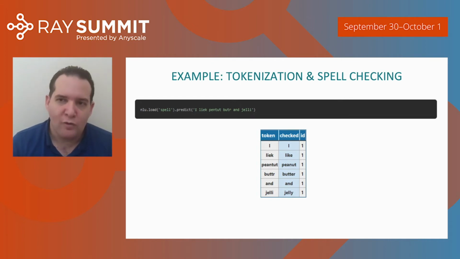So the load function loads a set of either models or pipelines, including any embeddings and resources that are required with them. In this case, the spell name refers to a pipeline that does tokenization and then does spell checking in English. And we'll see later examples from other languages. So you do nlu.load, you load the model into memory, it returns back an NLP pipeline, on which you can run the predict function.